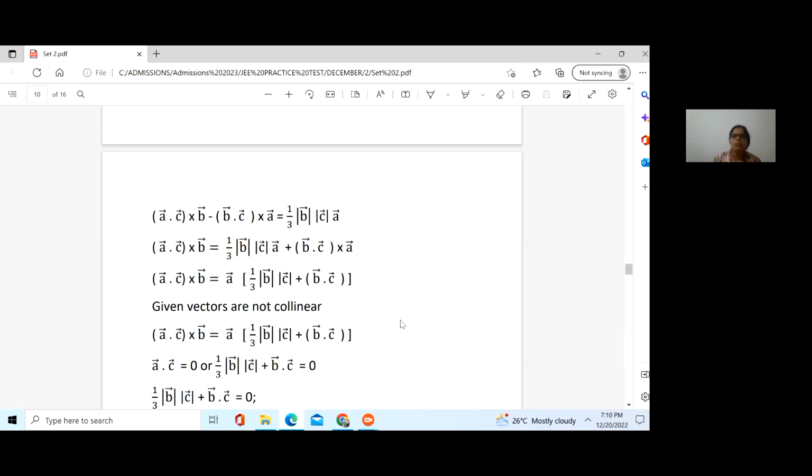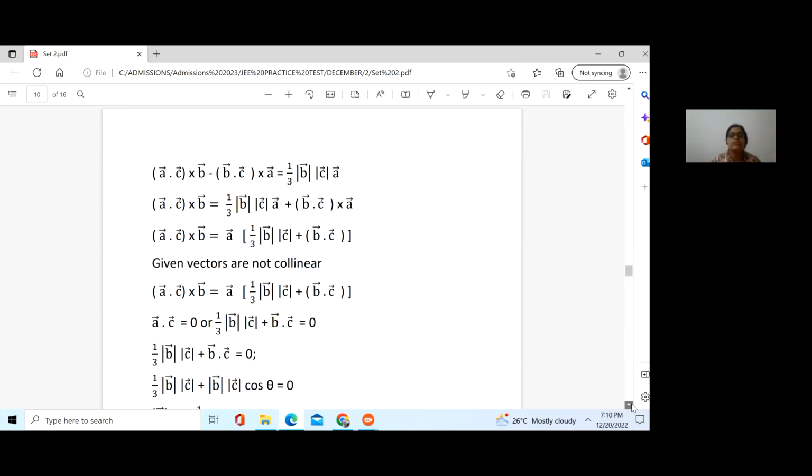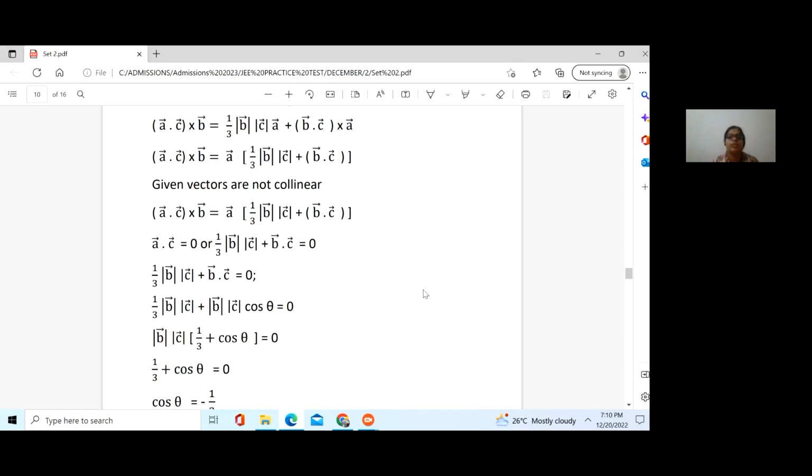Now what you need to think is the basic idea given in the question: these vectors are not collinear. So what can happen is either this can be 0 or A dot C can be 0. So this term will be 0 and you can equate this to 0. This will be 1 by 3 mod of B vector mod C vector plus vector B dot C is equal to 0. What is B dot C? It's mod B mod C cos theta. You can write this, right? So it is asking for the angle.